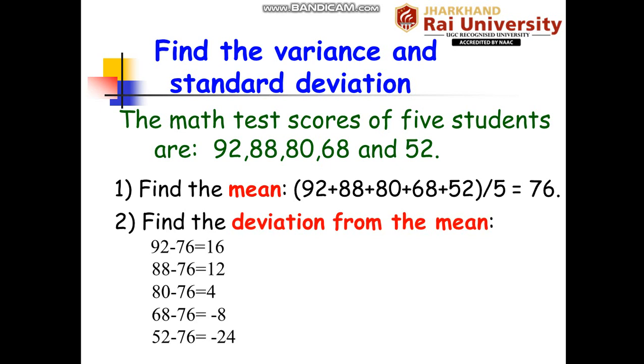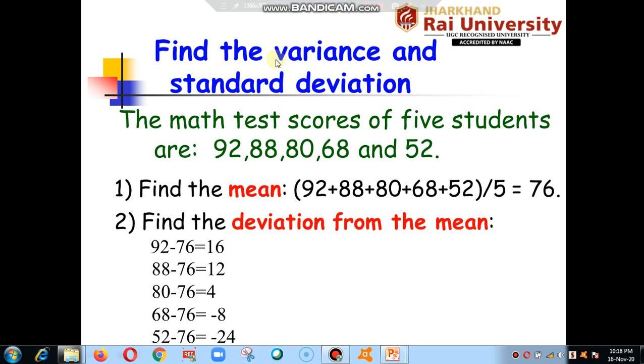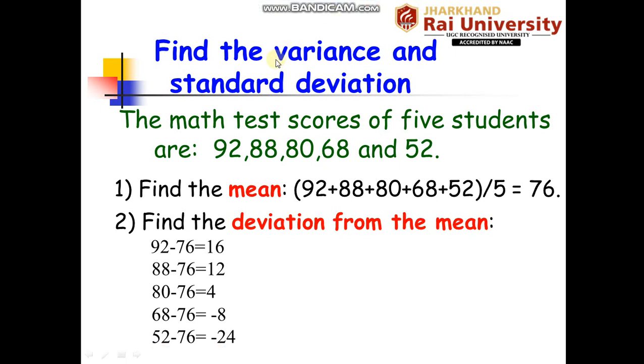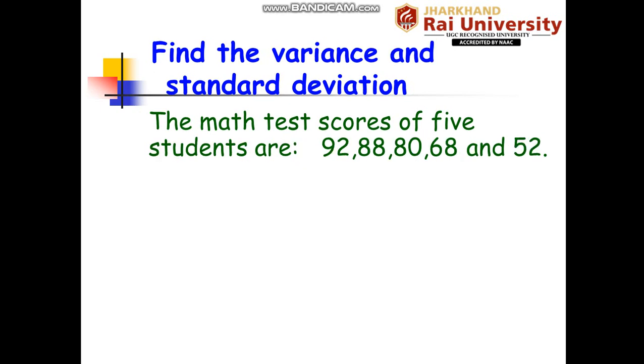Now we have to calculate the deviation from the mean. Deviation from the mean means that we have to subtract the value of the mean from the entire data set, that is 92 minus 76, 88 minus 76, 80 minus 76, 68 minus 76, 52 minus 76. So these are the deviations we have got: 16, 12, 4, minus 8 and minus 24.